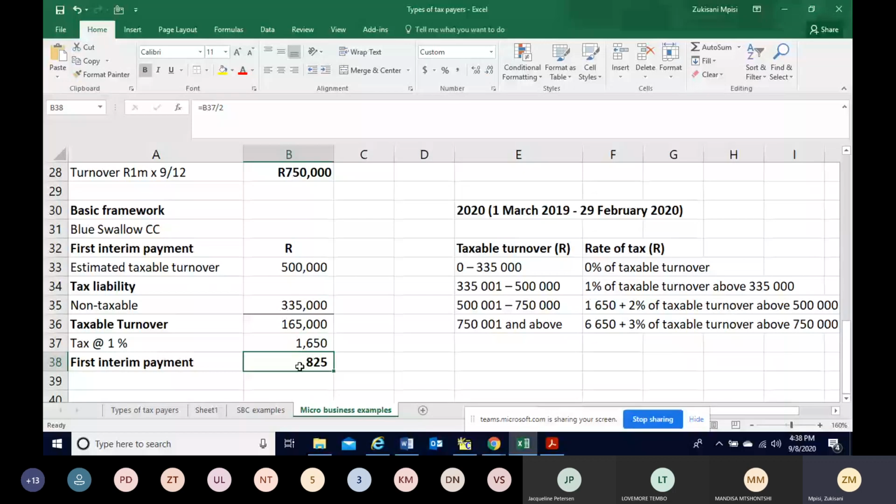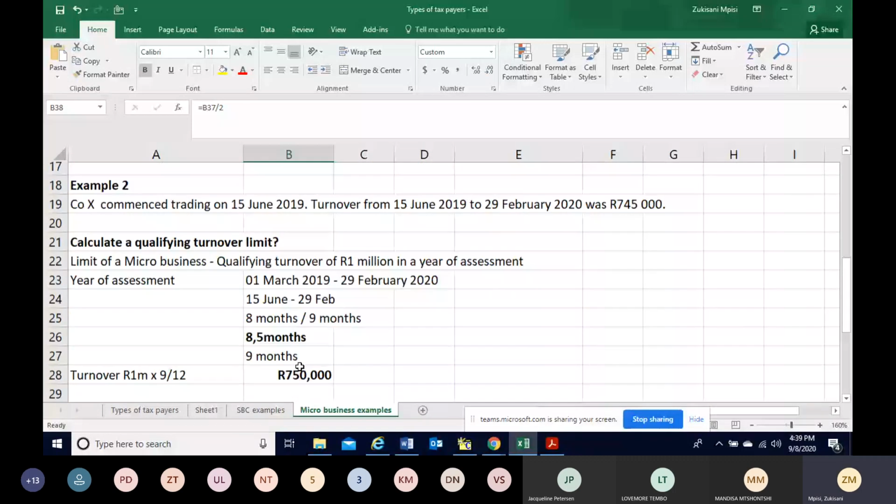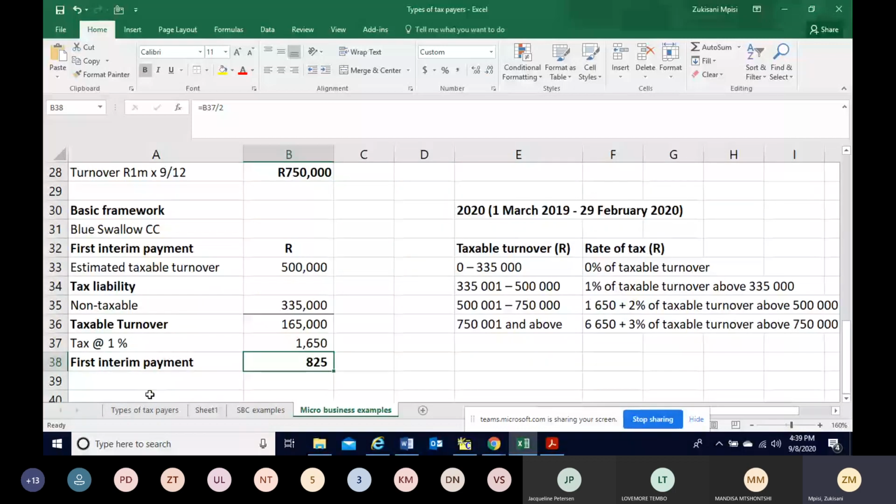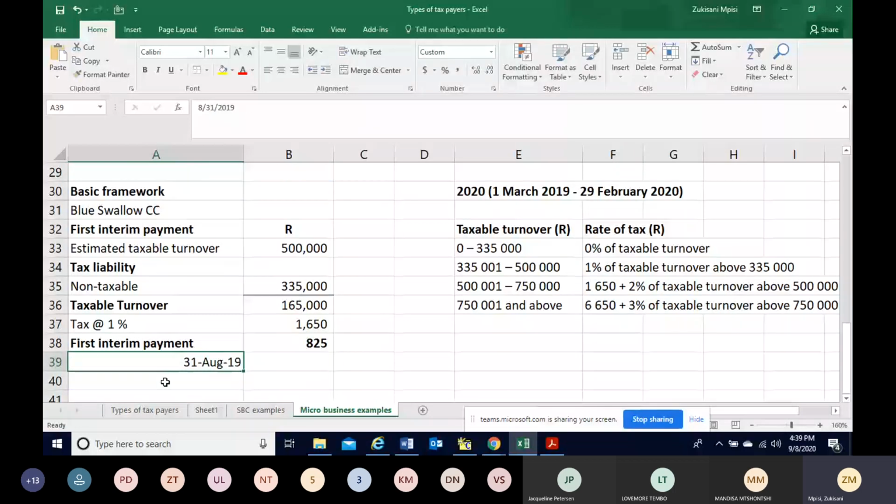Now, SARS needs to collect biannually, on the first 6 months of the year, the first interim payment. So if we are looking at this example, let me look at the dates. The first interim payment would be due on the 31st of August, 2019. This is when the first payment would be due.